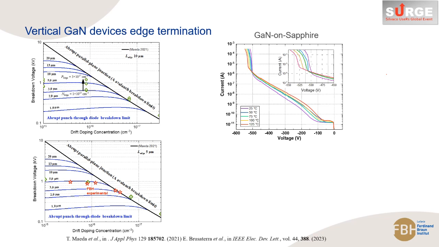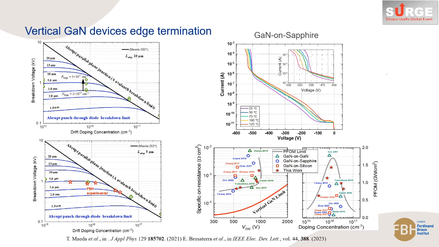Here, we choose a simulated structure similar to the manufactured diodes with 5 micron thick drift region, 5 micron wide edge termination, and 10 to the 17 per cubic centimeter p-type edge doping. Very good agreement between the simulation, the analytical model, and the experimental measurement is observed. The right bottom figures show the experimental results for the power figure of merit. It shows state-of-the-art results for drift region and edge termination design of vertical GaN diodes on sapphire substrates.